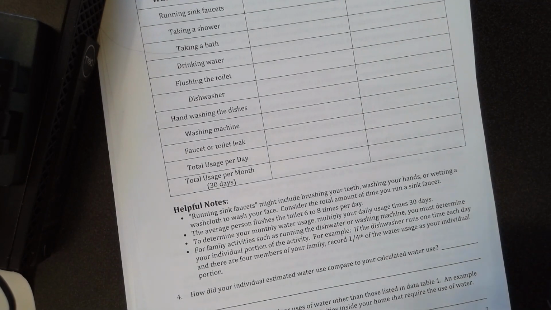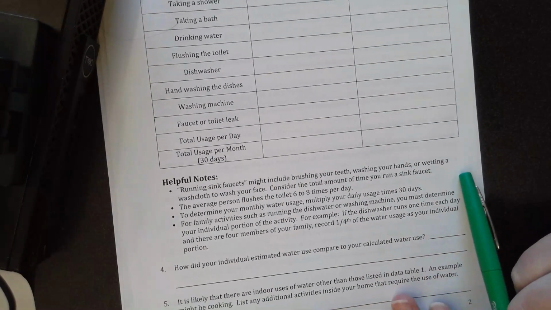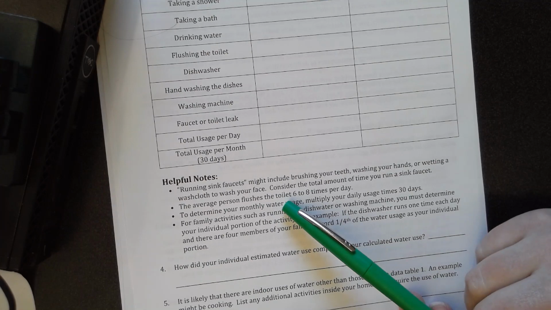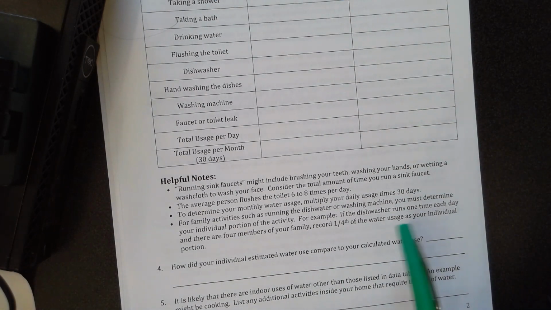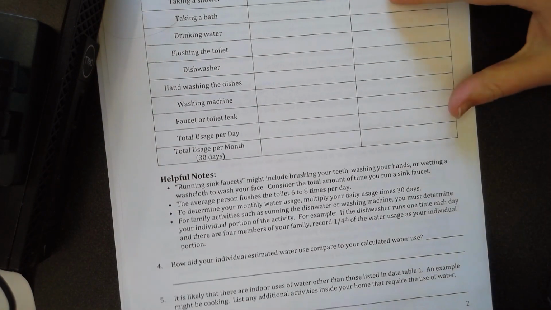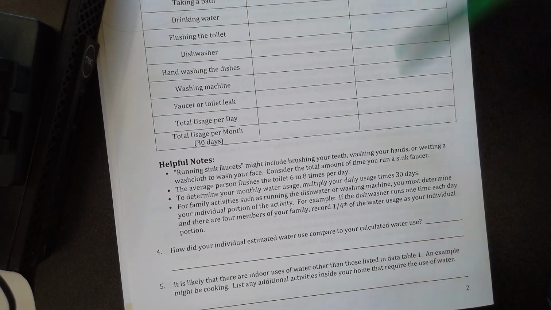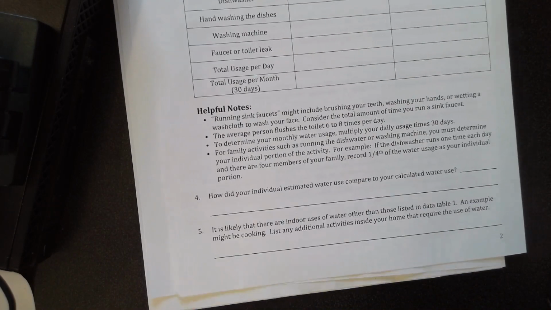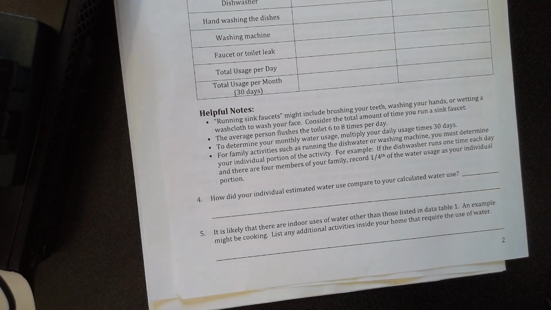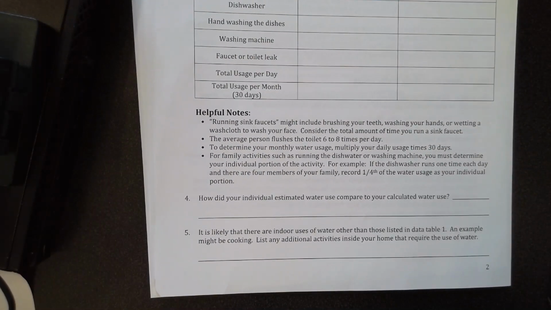So helpful notes: running sink faucets might include brushing your teeth, washing your hands, wetting a washcloth to wash your face. So you're just thinking about the total amount of time you run a sink faucet. The average person flushes the toilet 6 to 8 times per day. And so you're going to be determining your monthly water usage. You multiply your daily usage by 30 days. And then you answer the questions. How does your individual estimated water usage compare to the calculated one that you did up here in the table? Is it likely that there are indoor uses of water that are not listed in this data table? So you'd have to come up with some of those.